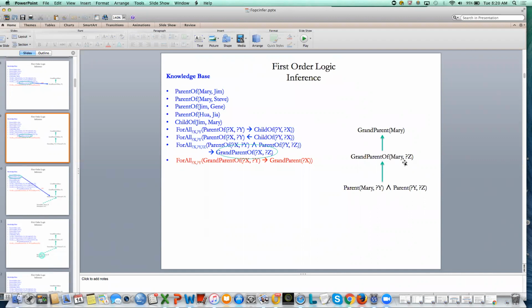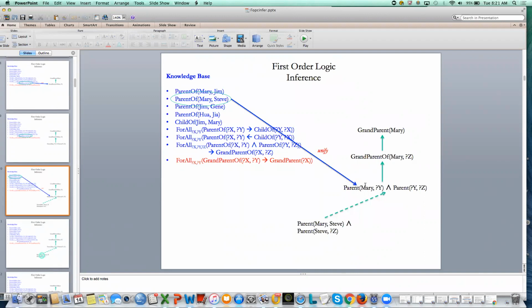To demonstrate that Mary is the grandparent of somebody, we have to demonstrate this, which is the antecedents for this rule with the substitutions. We can do this in a few different ways. We can bind Mary to parent, actually that should be parent of. I'll make that correction later.